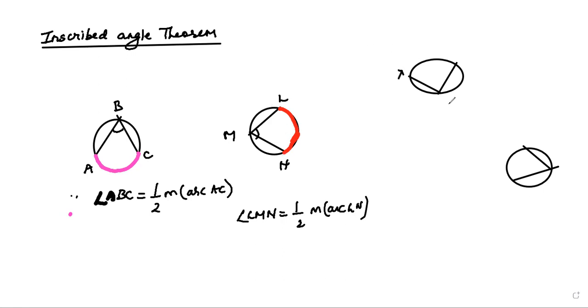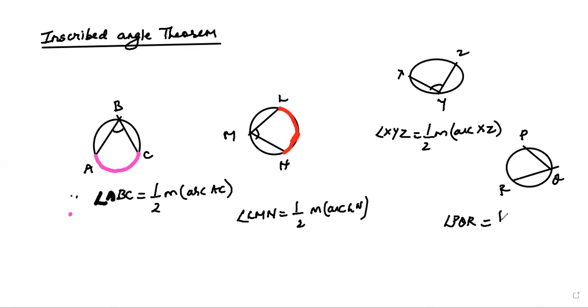Suppose this triangle is XYZ. It's an inscribed angle. The moment you see an inscribed angle, its measure equals half the measure of its intercepted arc, which is the arc XZ, the arc trapped between the two sides. Are you getting me? Suppose this is your inscribed angle PQR, and its intercepted arc is PR. So what should come to your mind? Angle PQR equals half the measure of arc PR, like a formula.